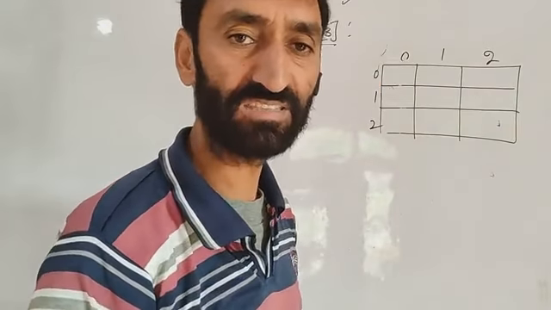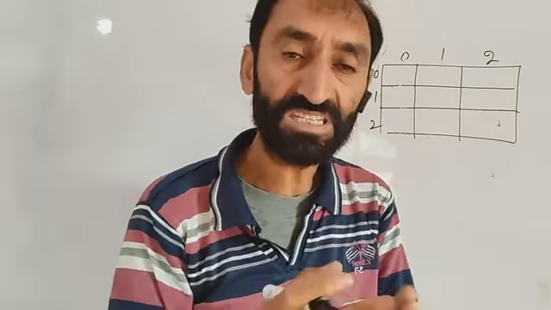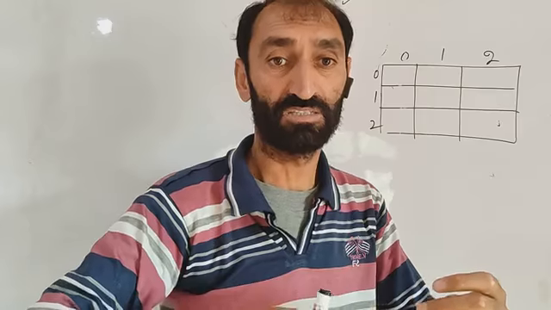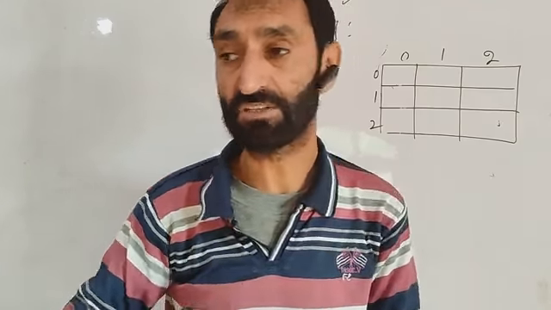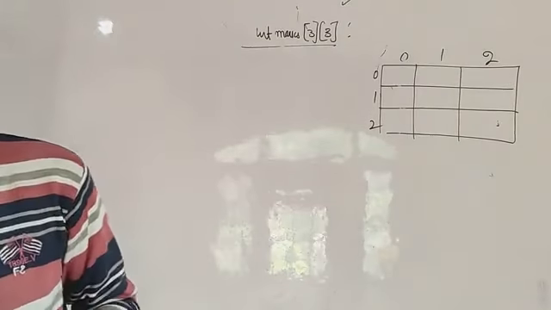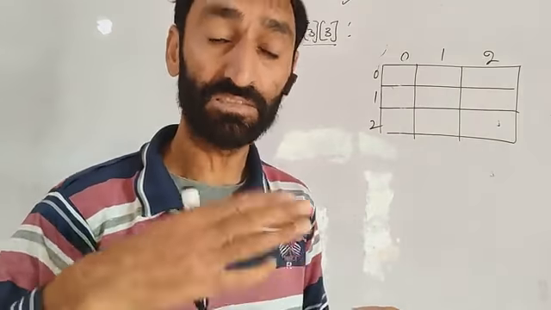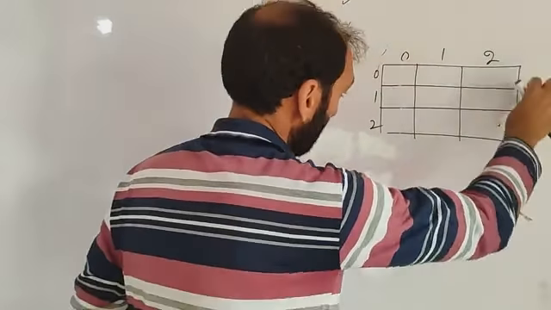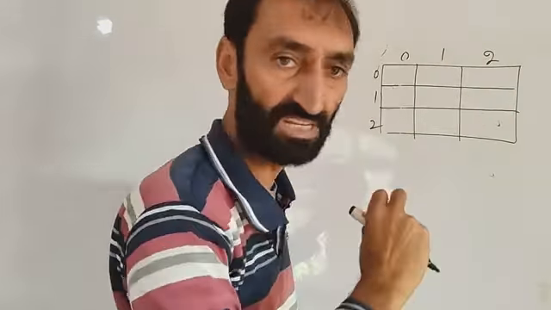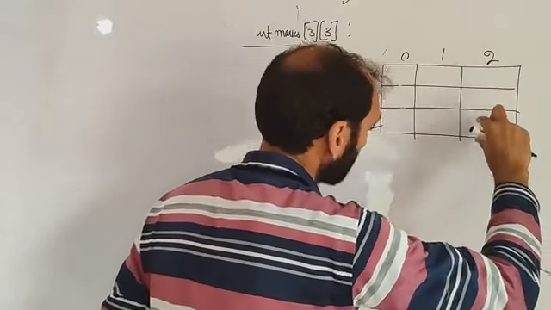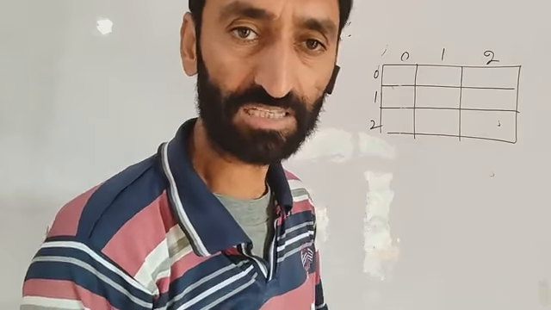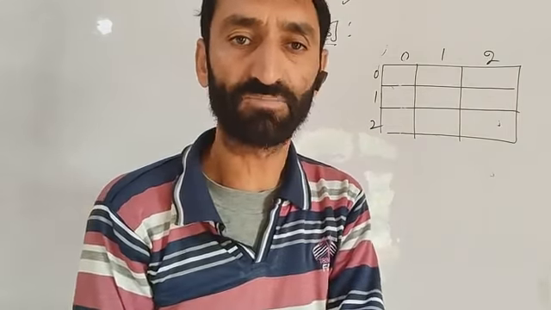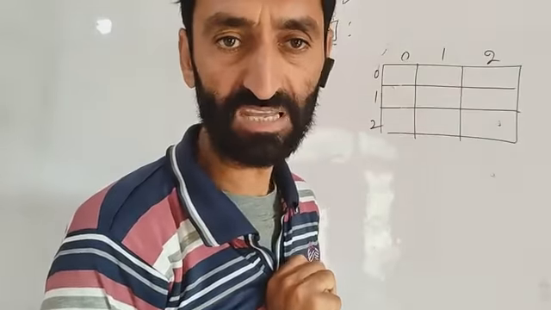What is a 2-dimensional array? A 2-dimensional array is the array of several one-dimensional arrays. It's just an array of arrays. That means when we combine 2 or more one-dimensional arrays together, they form a 2-dimensional array.